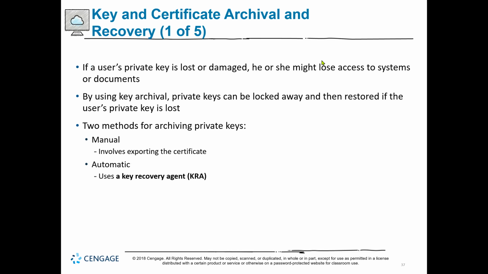Key and certificate archival and recovery. If a user's private key is lost or damaged, he or she might lose access to systems or documents. By using key archival, private keys can be locked away and then restored if a user's private key is lost. Two methods for archiving private keys are manual, which involves exporting the certificate, or automatic, which uses a key recovery agent.